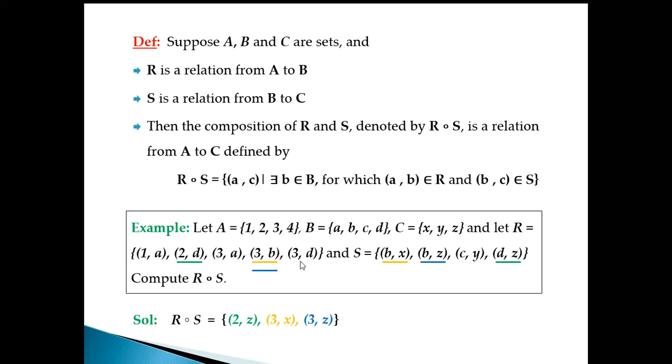Now come to the next, 3 is related to d, and we see that d is related to z. So 3 is related to z, and this ordered pair is already in our relation R∘S. So now our R∘S ordered pairs are (2,z), (3,x), (3,z). It's clear how to compute the composition. This is one way to compute the composition.